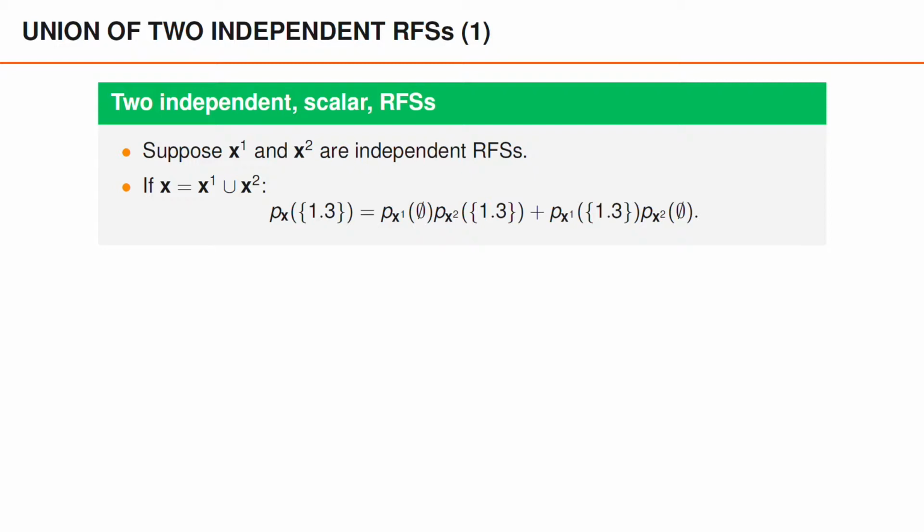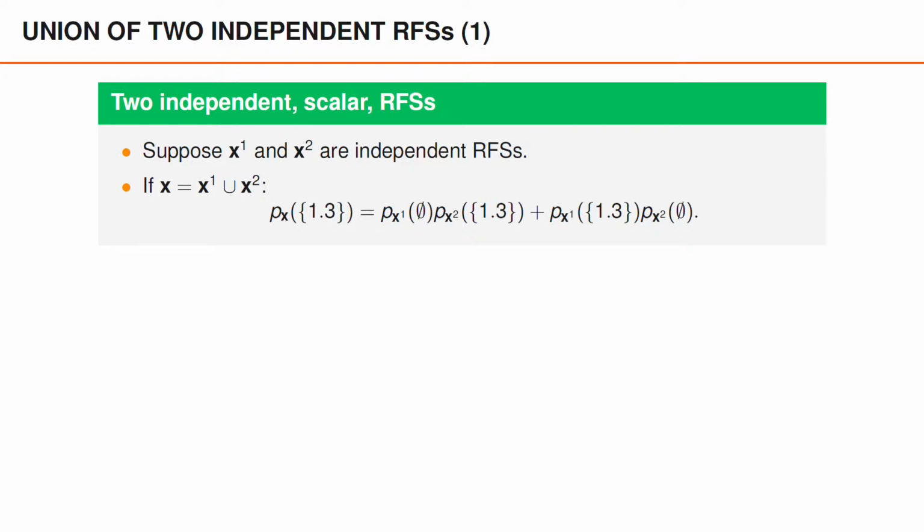Suppose x1 and x2 are 2 independent random finite sets. Now, we cannot add sets, and instead we are interested in forming a set X, which is the union of x1 and x2. To get started, let us check how we can evaluate the multi-object PDF of X for a set with a single element 1.3.